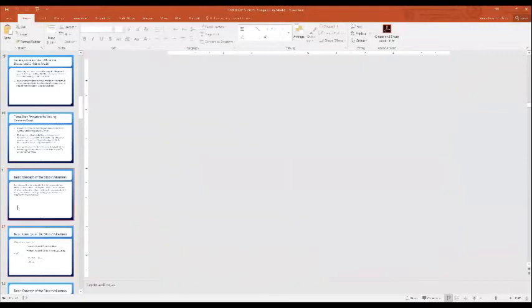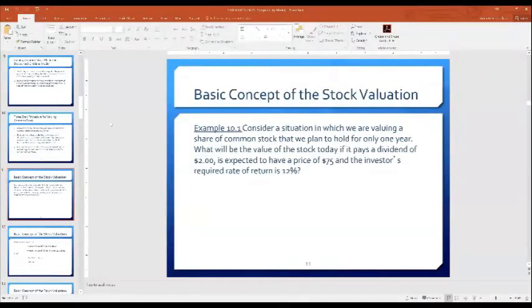Alright, ito pa pala, sorry. So this one, we have the basic concept of stock valuation. We have here an example. Consider a situation in which we are valuing a share of common stock that we plan to hold for only 1 year. Okay? So for 1 year lang siya, ha?